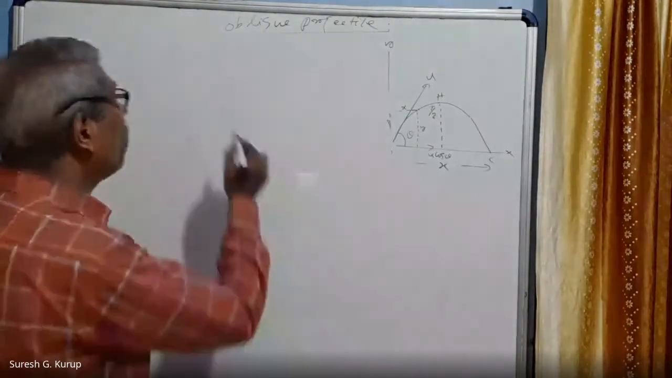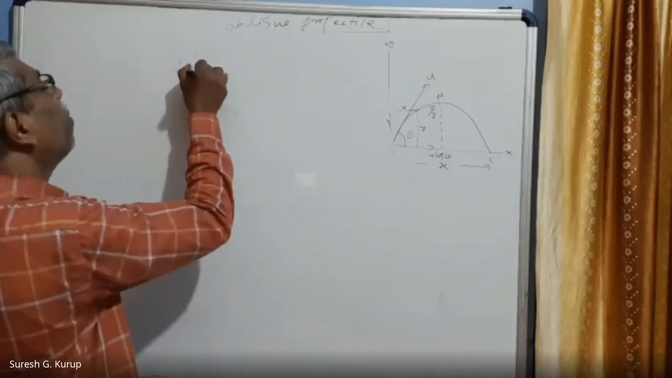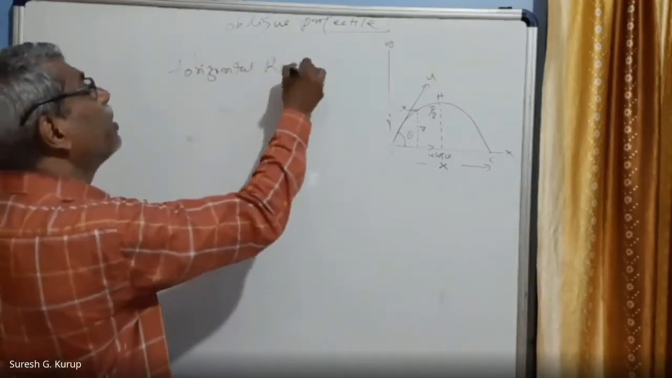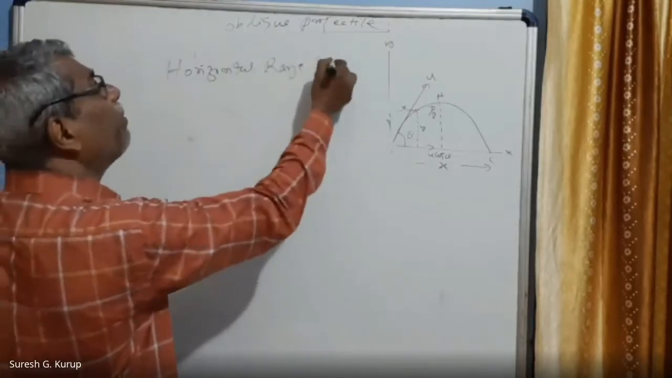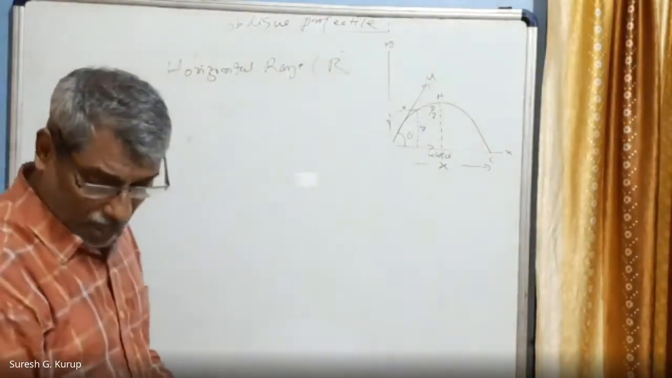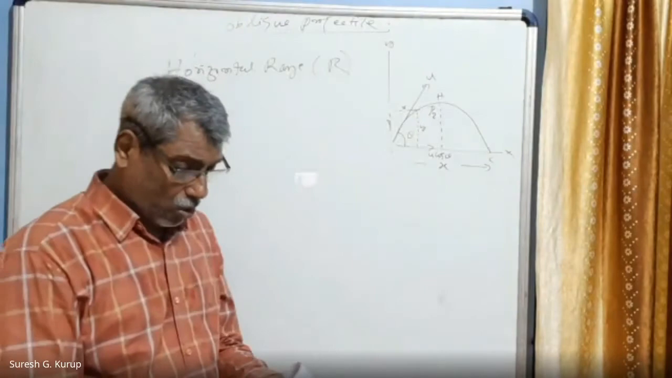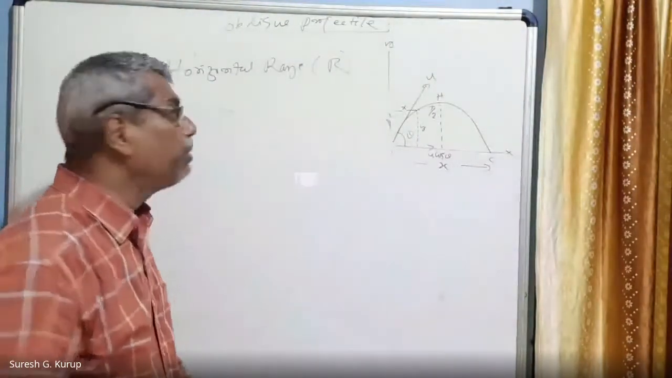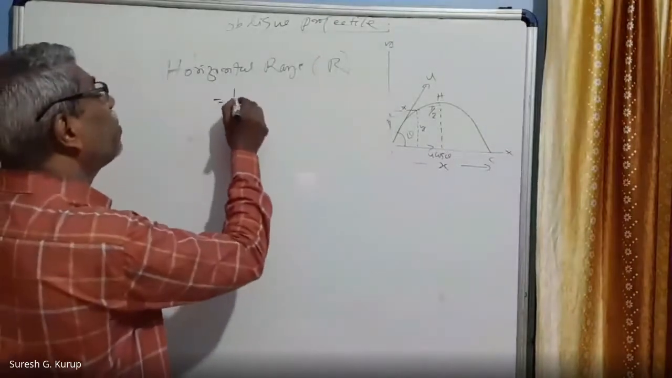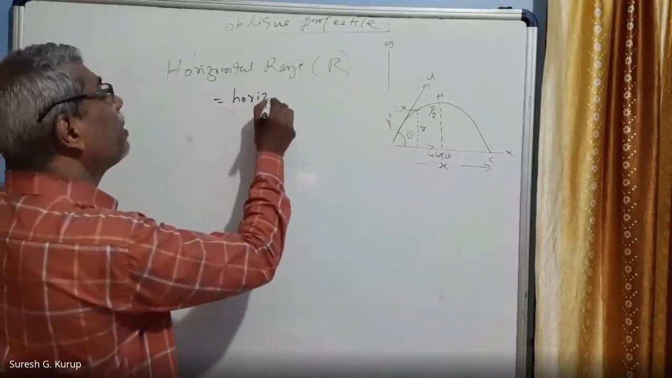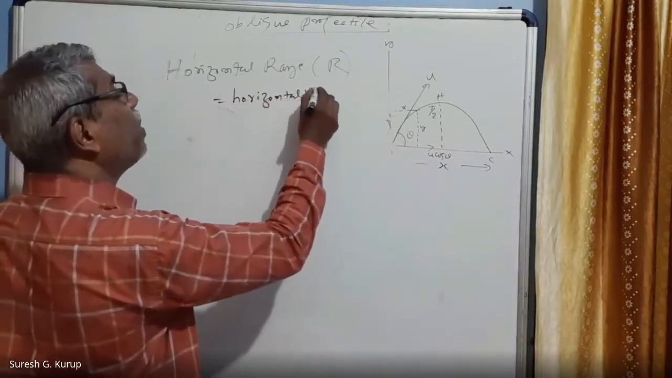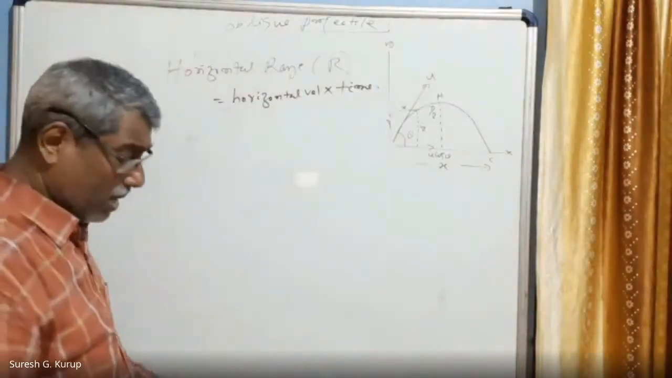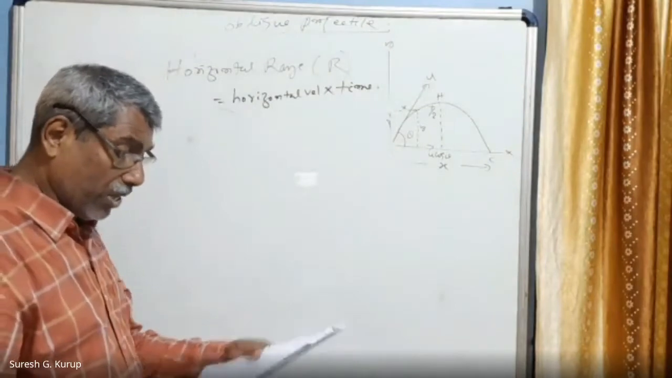Therefore, horizontal range. Horizontal range is noted by the letter capital R. Horizontal range, capital R, is given by horizontal velocity into time. That is equal to horizontal velocity into total time of flight, right? Horizontal velocity into time, right?